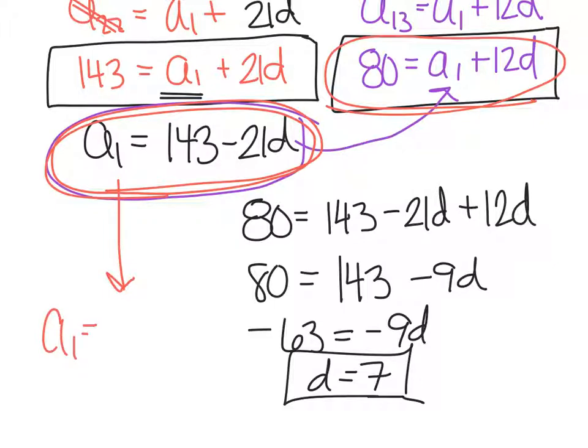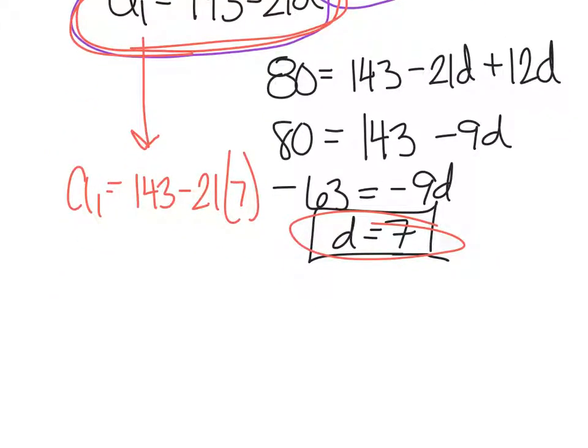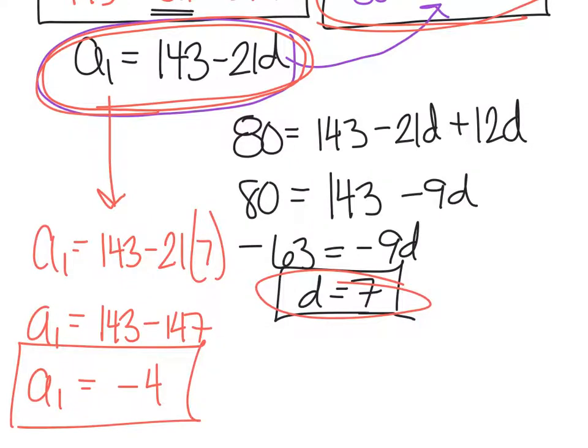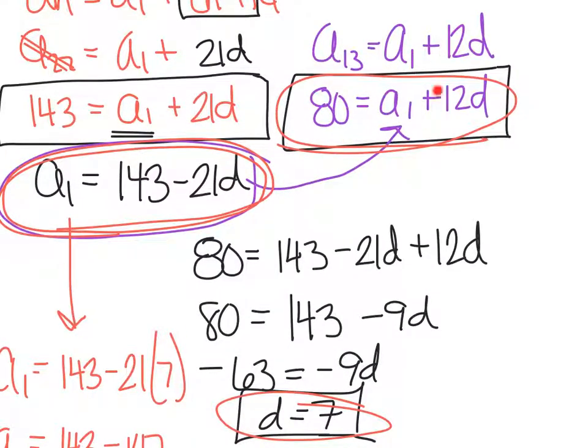A sub 1 equals 143 minus 21 times the difference. And I just found the difference to be 7. So I've got a sub 1 equals 143 minus 147. So I would say a sub 1 equals negative 4. Now again, you should have got the exact same thing if you chose to plug it into this term and solve for a sub 1. It really didn't matter which one you plugged it into.